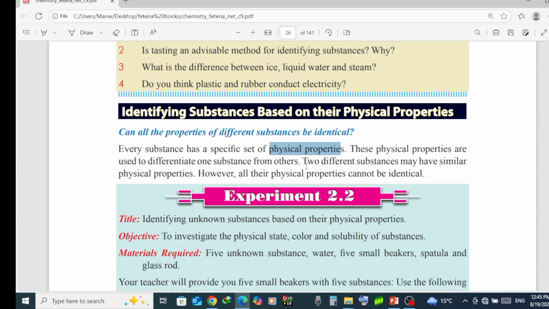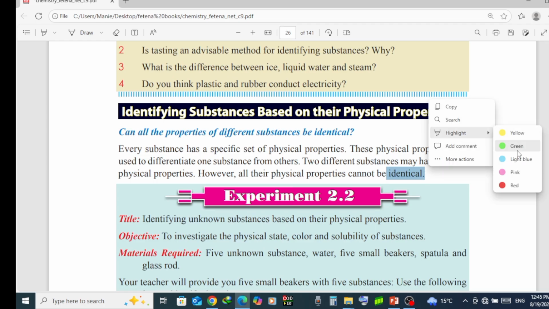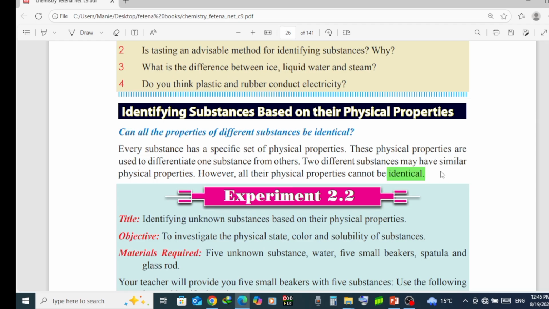You see this? Two different substances, let's say X and Y, may have similar physical properties. However, their physical properties cannot be identical. There are two important terms. What is the difference between identical and similar?